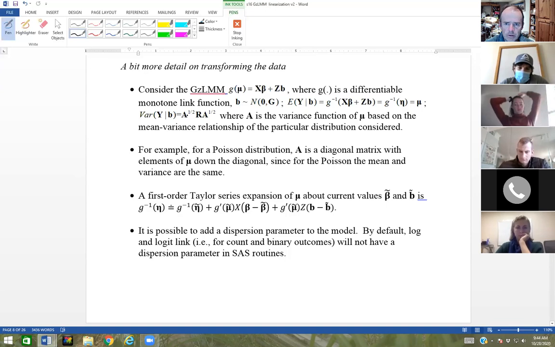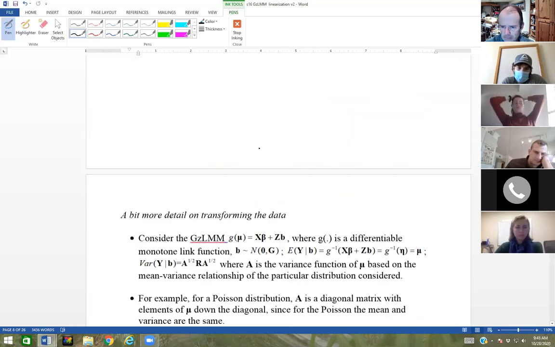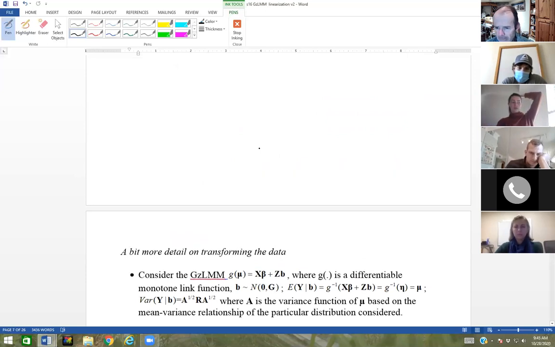For a normal, the a's would drop out, right? But what would a be for a Poisson? I hit it so you couldn't read the next bullet point. So let's see if you're paying attention. Would it just be 1? It would be 1 for the normal. But what about for the Poisson?